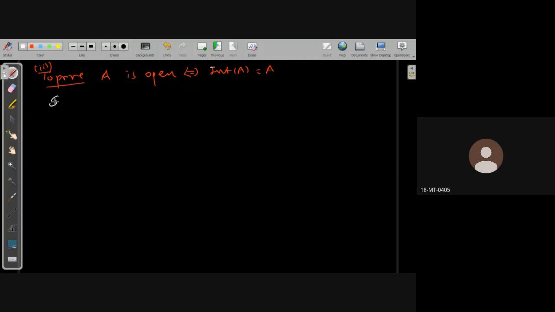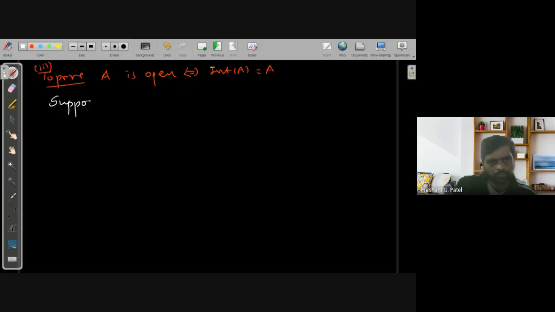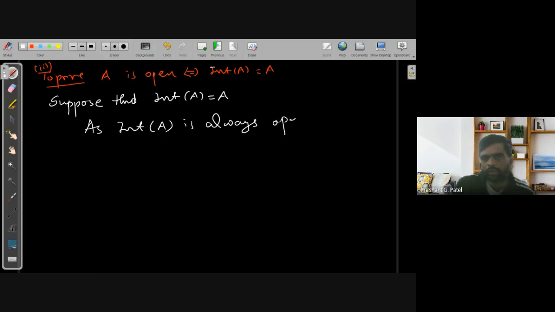Interior of A is A, then A is open. Yeah. Suppose that interior of A is equal to A. We have to prove that A is open, but interior of A, we have already discussed that it is open, as interior of A is always open. Therefore, A is open. So one side is trivial.